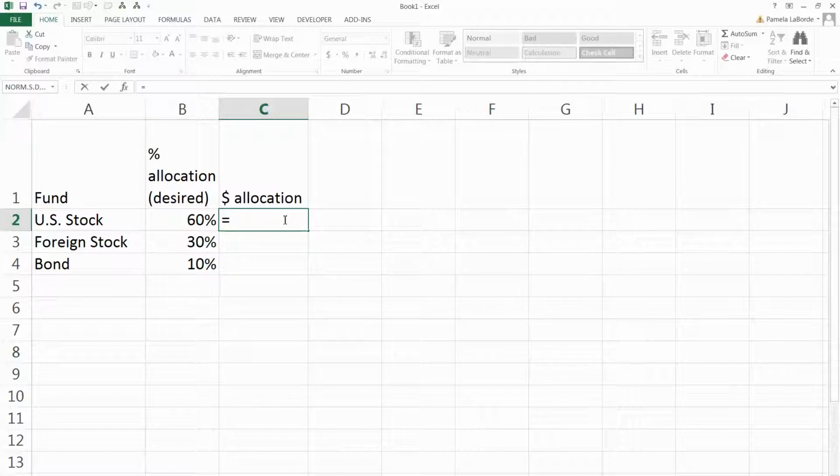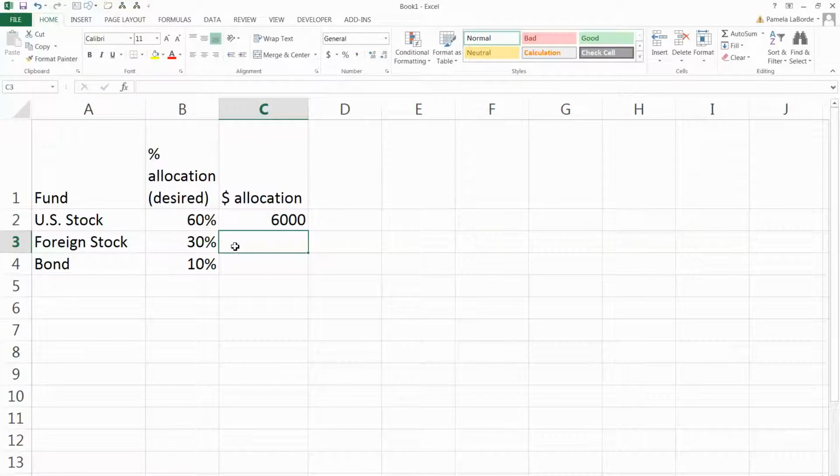So I've got 60% or 0.6, and I could create links to cells, but I'm going to type the formula out because y'all will be using a calculator to do these on the test. So basically I look at the percent that I want in the US stock fund, and I take that percent as a decimal, so 60%, and I multiply it by how much money I have total. So let's say I've got $10,000 total that I want to put in that fund. So 10,000 times 60% gives me the 6,000 that I want to put in the US stock fund.